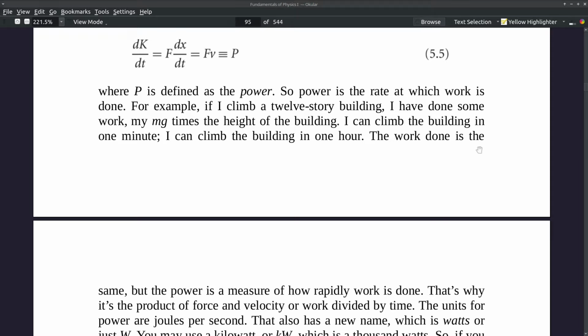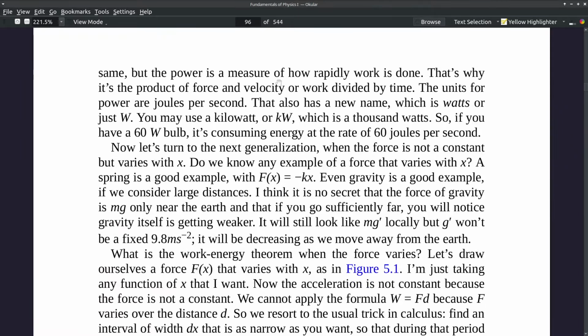The work done is the same. But the power is a measure of how rapidly work is done. That's why it's the product of force and velocity, or work divided by time. The units for power are joules per second. That also has a new name, which is watts, or just W.